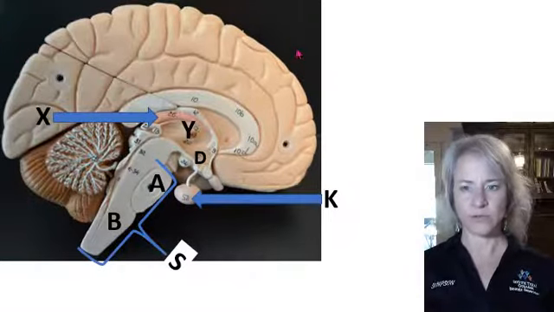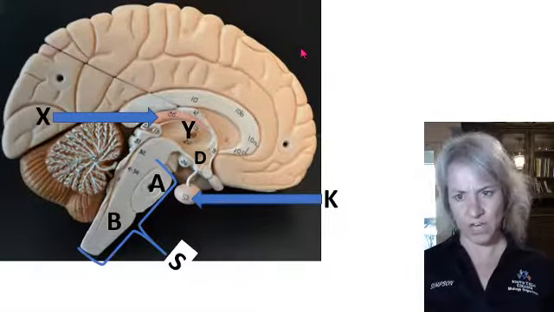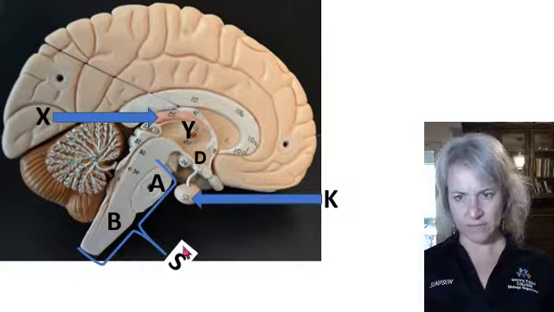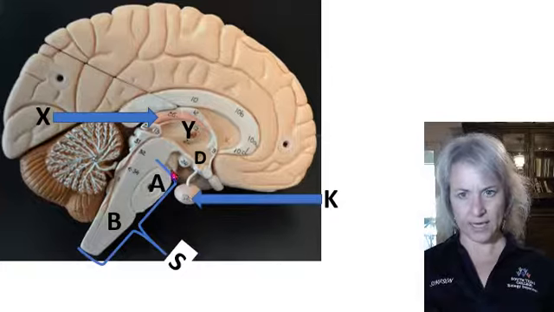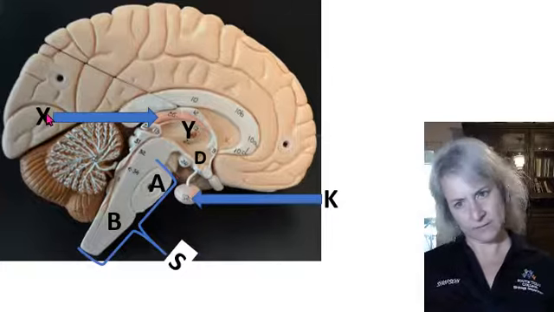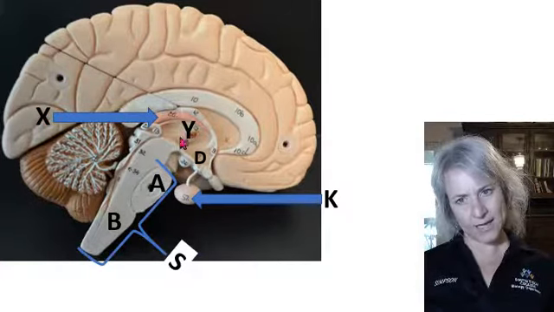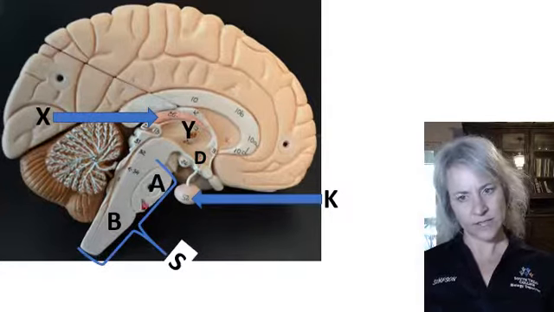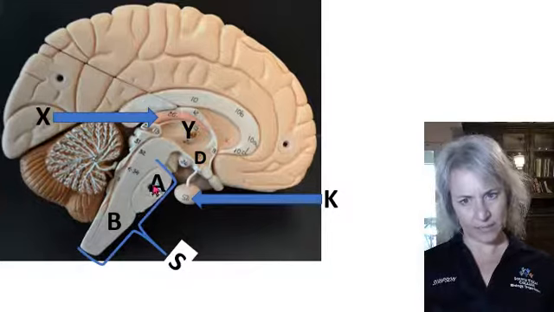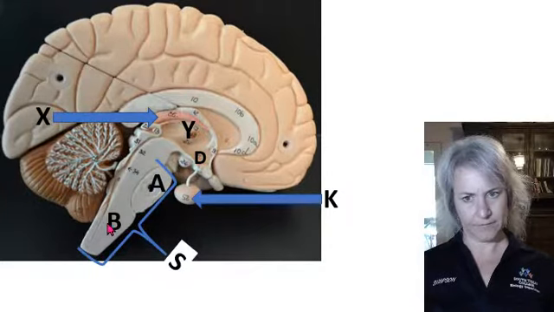So let's review those before moving on. The glands K and X. The brain parts, give the name of the brain part, Y, D. This entire structure, S. And then the brain part A and B.